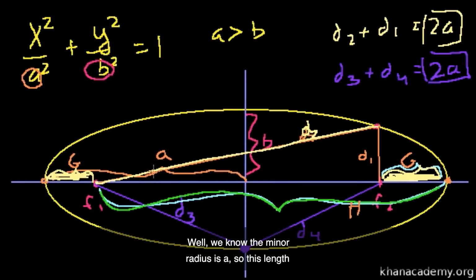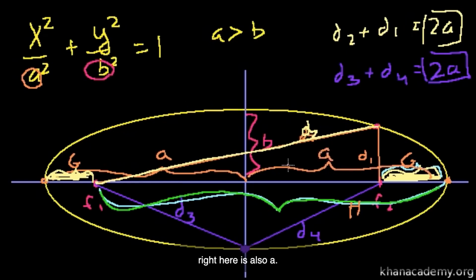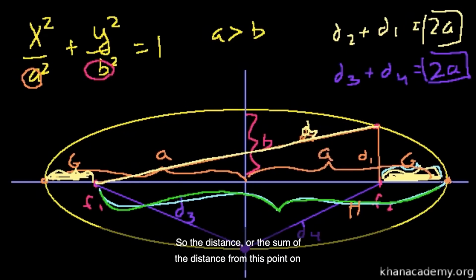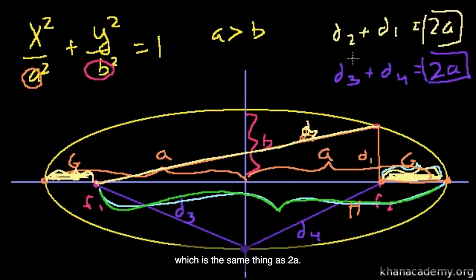Well, we know the minor radius is A, so this length right here is also A. So the sum of the distance from this point on the ellipse to this focus plus this point on the ellipse to that focus is equal to G plus H, or this big green part, which is the same thing as the major diameter of this ellipse, which is the same thing as 2A. Fair enough. Hopefully that is good enough for you.